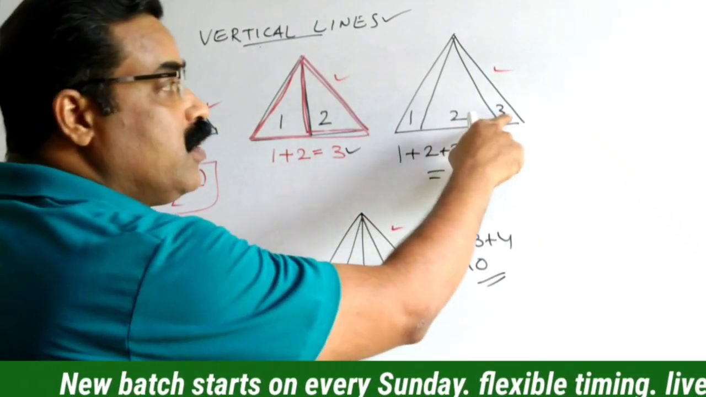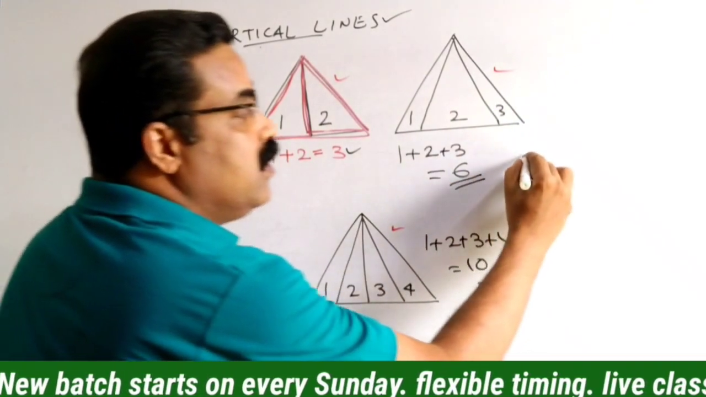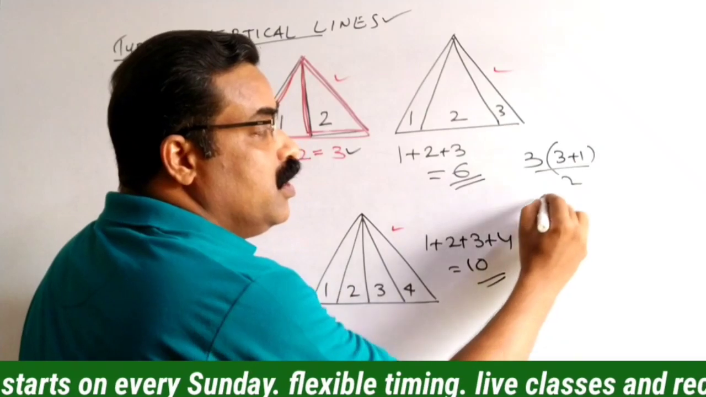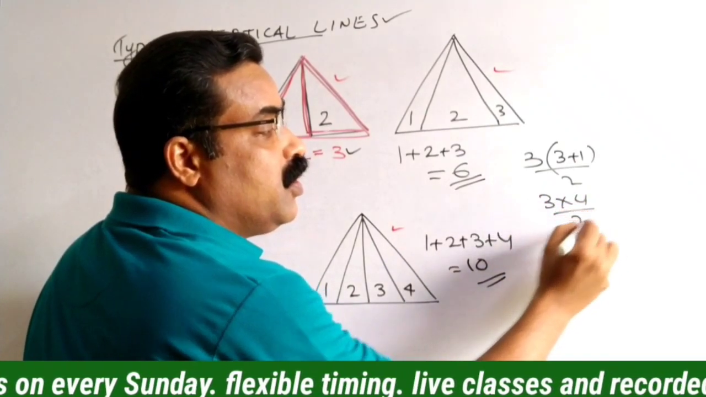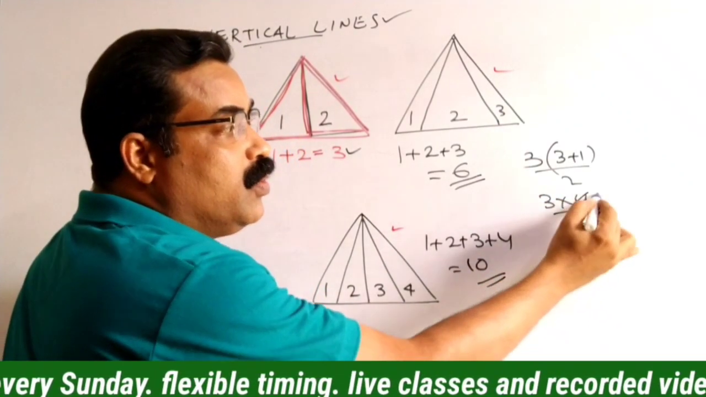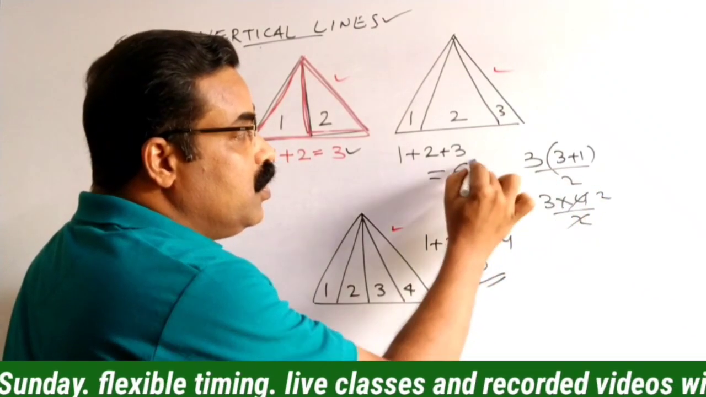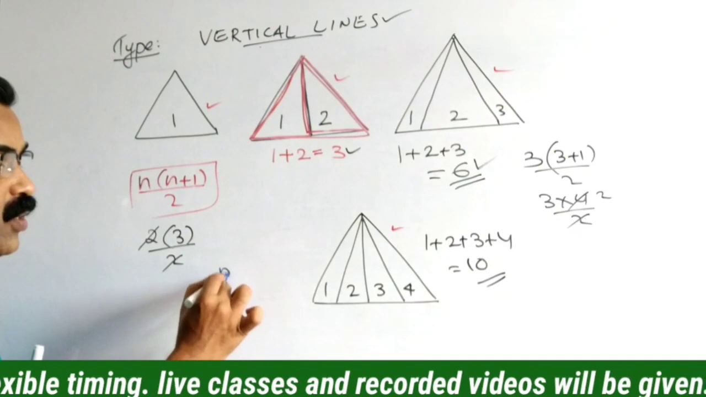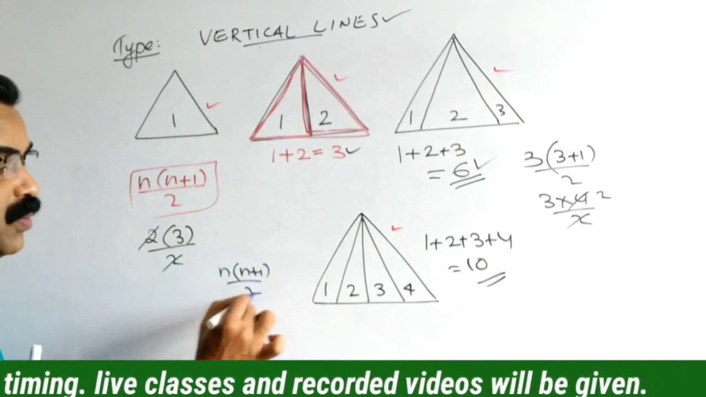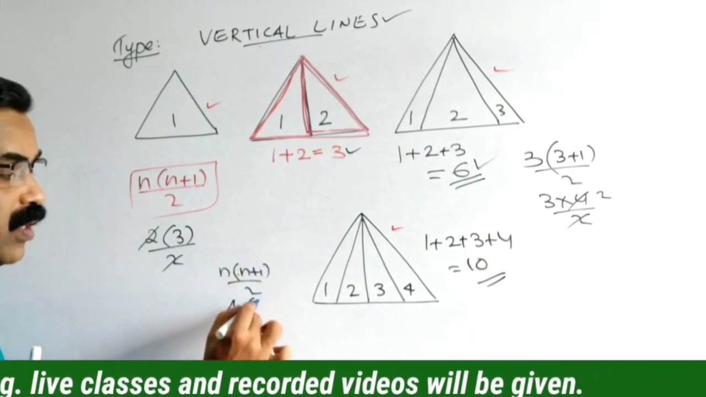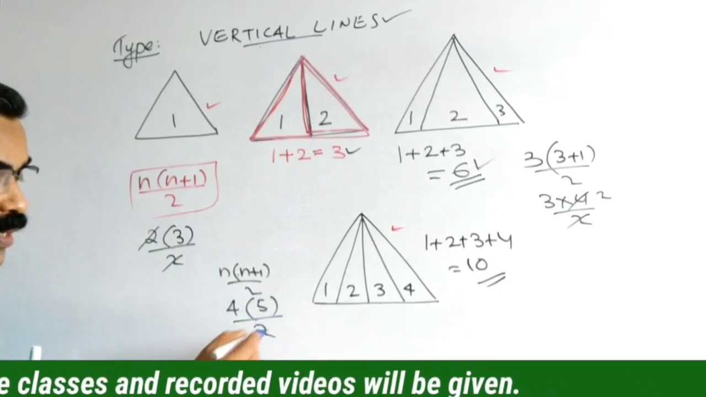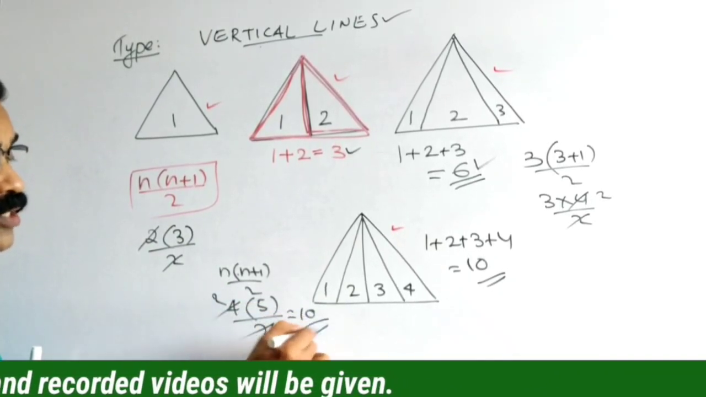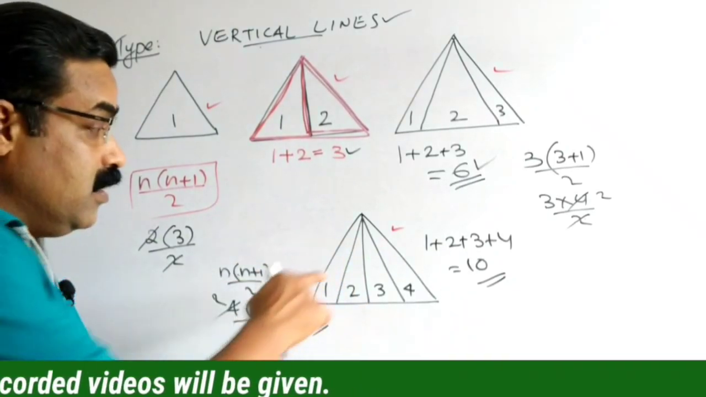Here the maximum number is what? 3. So if I put 3 here, n into n plus 1 by 2, 3 into 3 plus 1 by 2. So 3 into 4 by 2. I can cut this 4 and 2, 2 times. 3 into 2, you got 6. Here the maximum number is 4. So n into n plus 1 by 2, so 4 into 4 plus 1, 5 by 2. I can cut this 2 and 4, 2 times. 2 into 5 equal to 10. So 10 triangles are there in this figure.